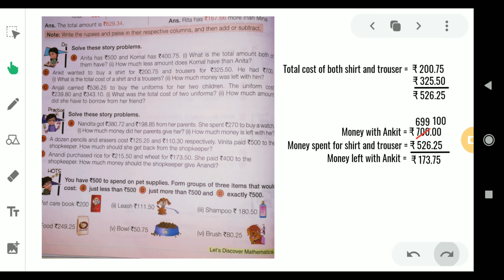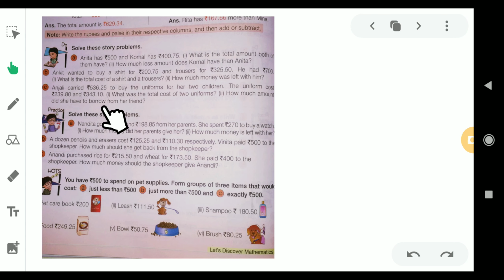Let's move on to the next one. Anjali carried 536 rupees 25 paise to buy the uniforms for her two children. The uniform cost 239.80. So this is the cost of the first uniform, and the cost of another uniform is 343 rupees 10 paise. What was the total cost of two uniforms? And second question is, how much amount did she have to borrow from her friend?